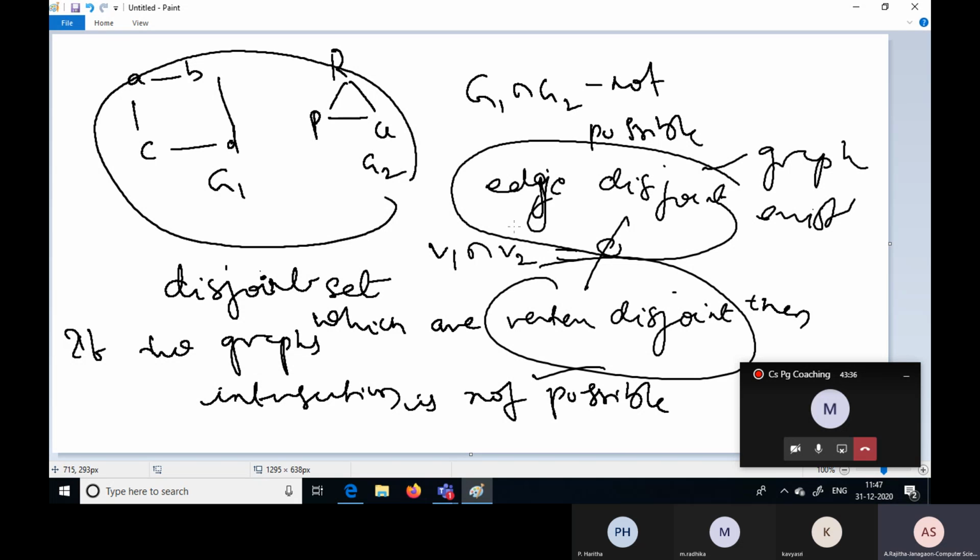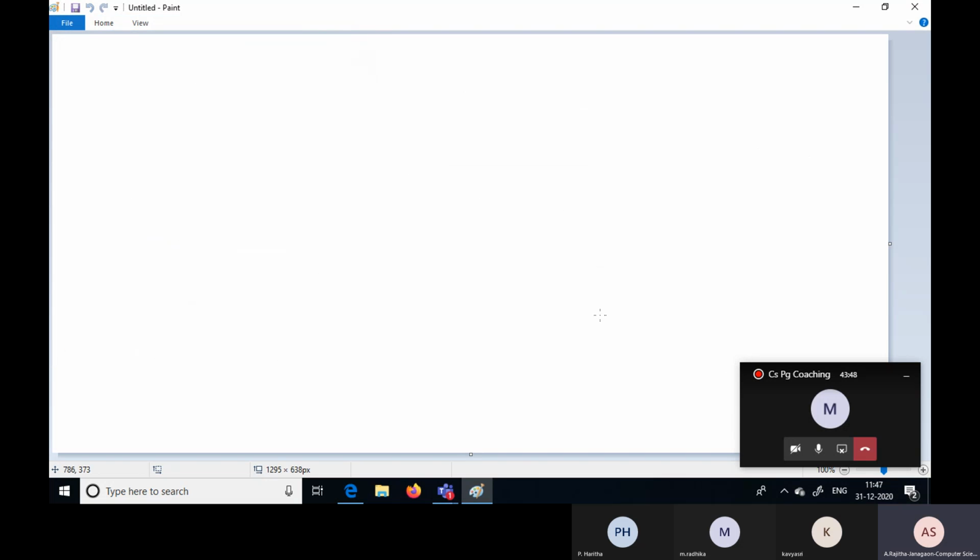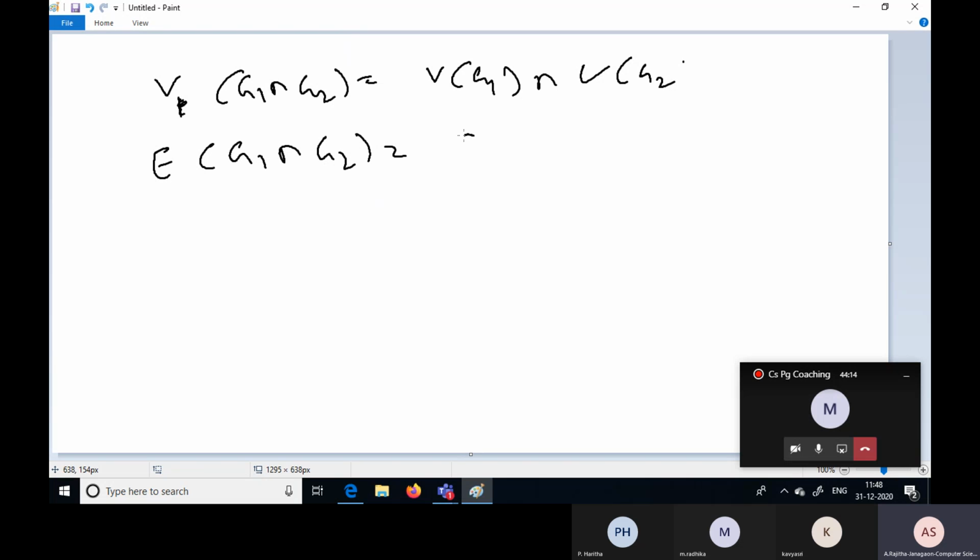Okay, so this is the concept. And here suppose V of G1 intersection G2 equal to V of G1 intersection V of G2. Then next, E of G1 intersection G2 equal to E of G1 intersection E of G2.